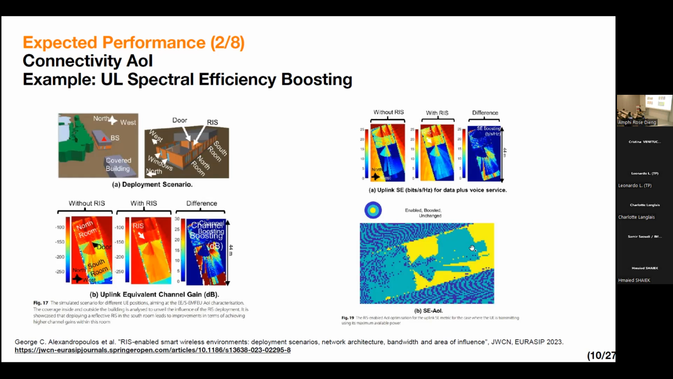And there you can see the two areas I was mentioning, the yellow enabled. So when we were out of coverage, and thanks to RIS, we have the minimum target quality of service to allow uplink voice call. This is the yellow. And the blue-green area, it's boosted areas. And dark blue is unchanged. Even though you boost the channel, it's not enough to get the target quality of service. So it's useless, okay?